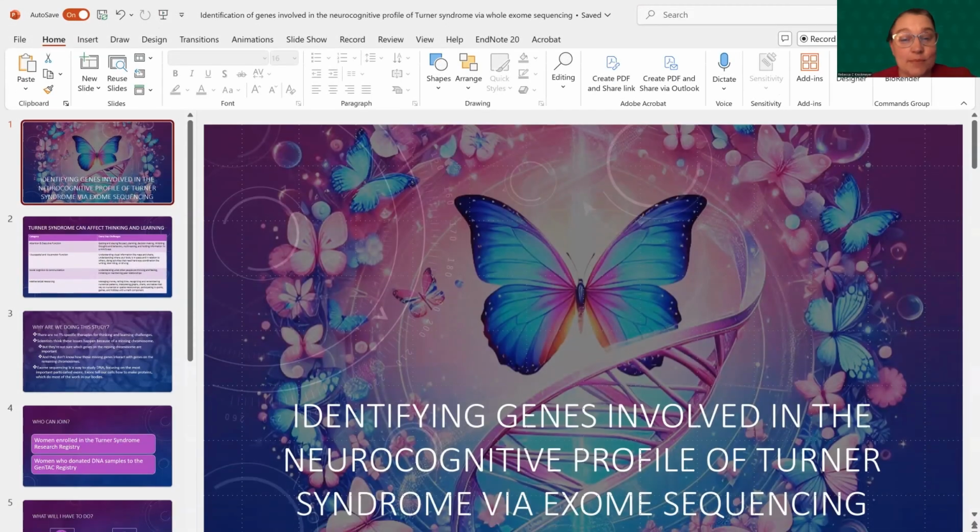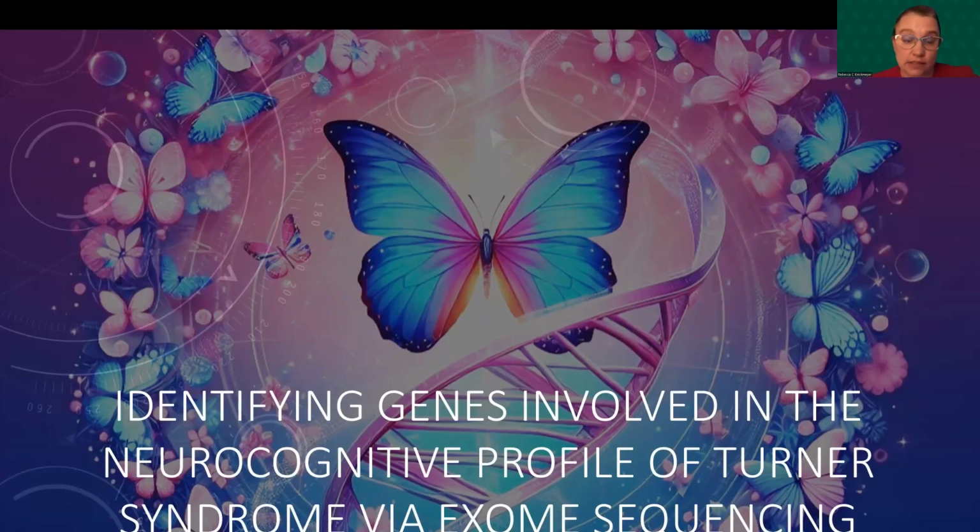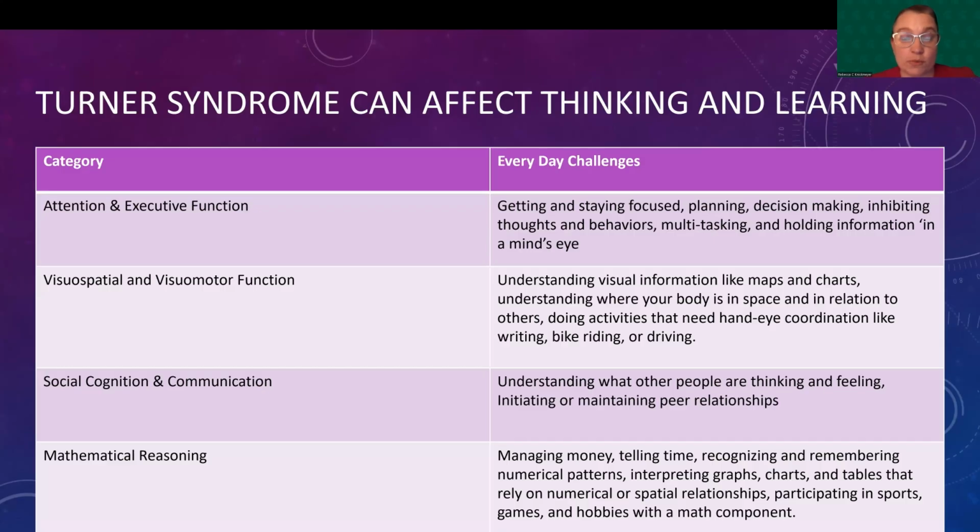Hi, my name is Rebecca Nickmeyer, and I'm a professor at Michigan State University. I'm here today to tell you about our study, which is focused on identifying genes involved in the neurocognitive profile of Turner syndrome using exome sequencing. Now, while most people with Turner syndrome are of average or above average intelligence, Turner syndrome can affect specific areas of thinking and learning. For example, many women and girls report challenges in the area of attention and executive function.